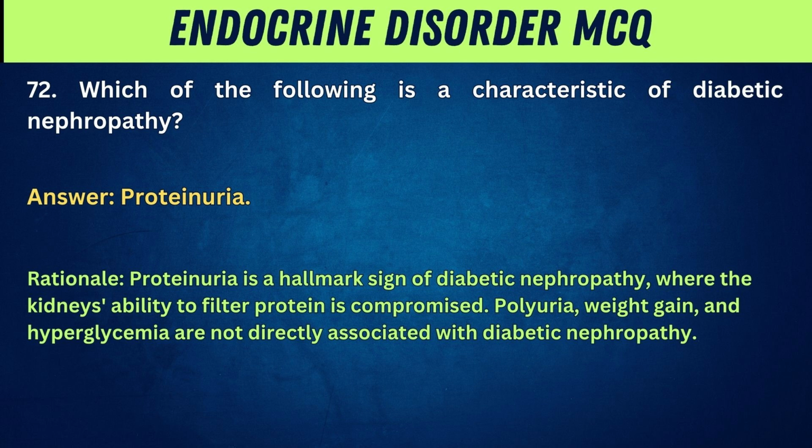Rationale: proteinuria is a hallmark sign of diabetic nephropathy, where the kidney's ability to filter protein is compromised. Polyuria, weight gain, and hyperglycemia are not directly associated with diabetic nephropathy.